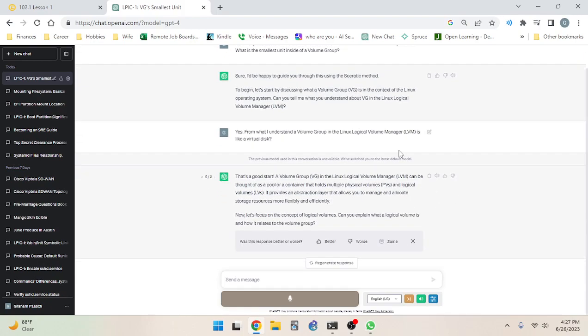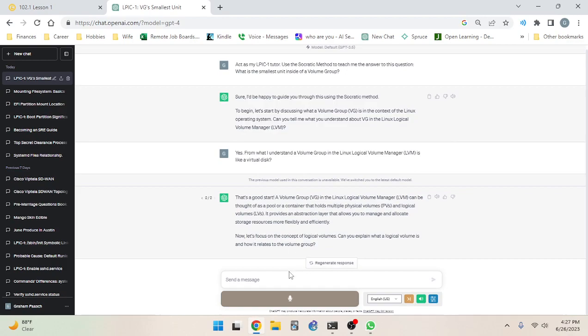That's a good start. A volume group, VG, in the Linux Logical Volume Manager, LVM, can be thought of as a pool or a container that holds multiple physical volumes, PVs, and logical volumes, LVs. It provides an abstraction layer that allows you to manage and allocate storage resources more flexibly and efficiently. Now, let's focus on the concept of logical volumes. Can you explain what a logical volume is and how it relates to a volume group?